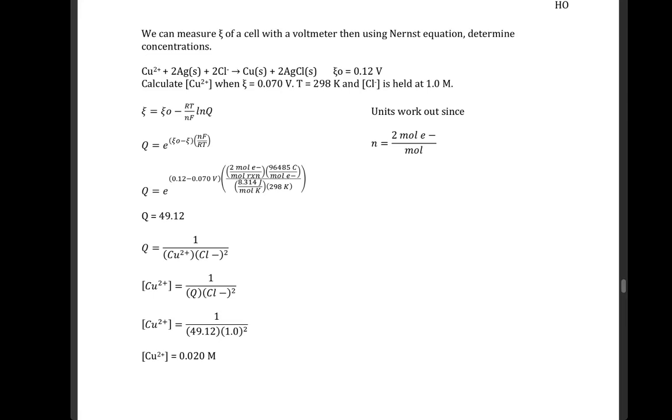times 2 moles of electrons per mole of reaction times 96485 coulombs per mole of electrons divided by 8.314 joules per mole Kelvin divided by 298 Kelvin. We end up with Q equaling 49.12.